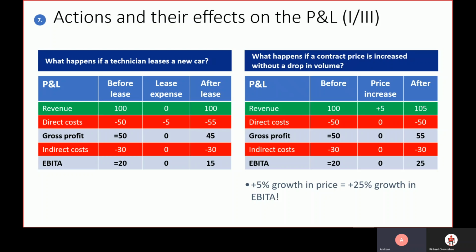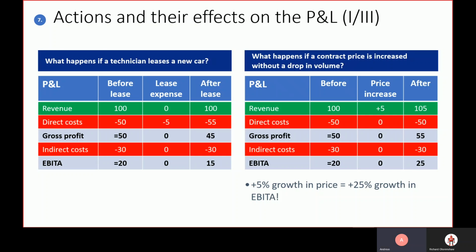So in this example, you are sitting at a 20% EBITDA margin. It reduces to 15%. Thank you. And we've got the second example there about when the contract price is increased without a drop in volume. Exactly. So price is one of our top priorities as well. We need to make sure that we receive the right price for our services. So the impact of a price increase is significant.